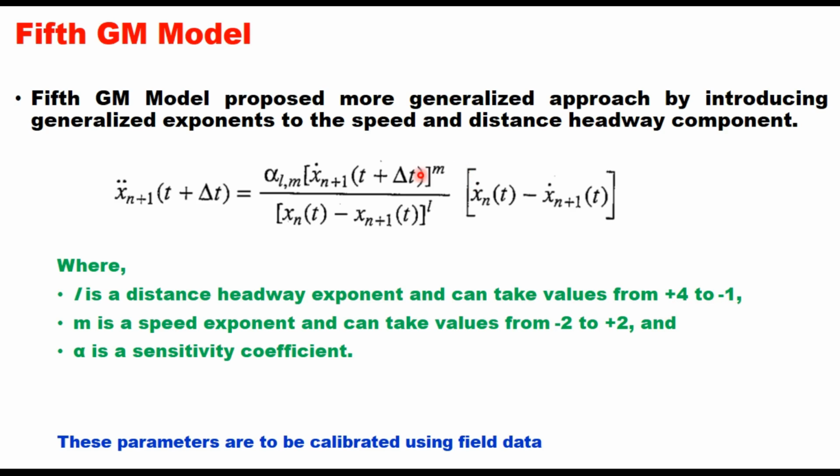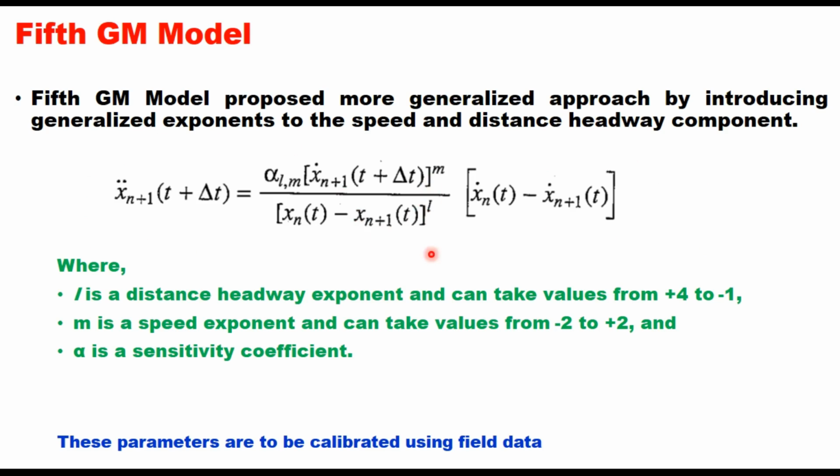M is a speed exponent, and it can take values from minus 2 to plus 2, and alpha is a sensitivity coefficient. Now these parameters are to be calculated using field data. Here in this model you can see that when M is 0 and L is 0, it becomes the first and second model. When M is 0 and L is 1, it becomes the third GM model. And when M and L are taken as 1, this becomes the fourth GM model.